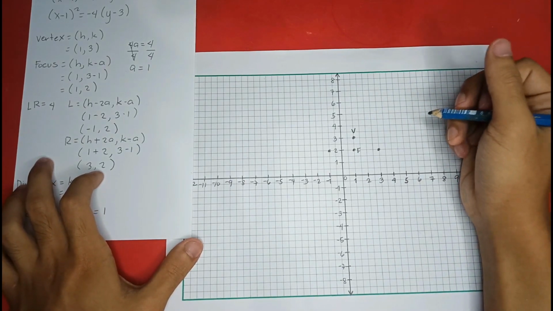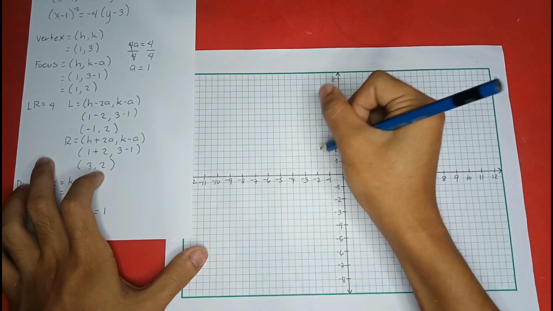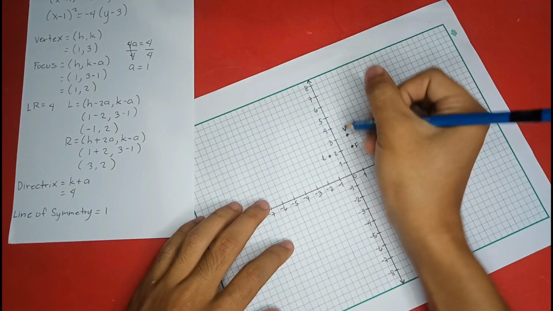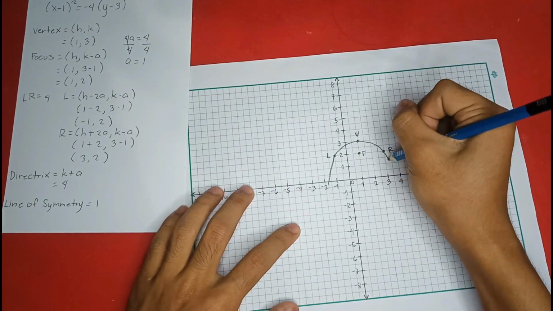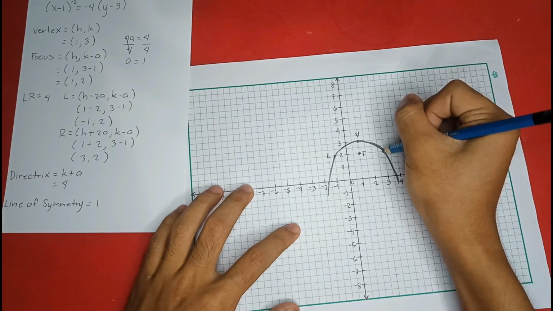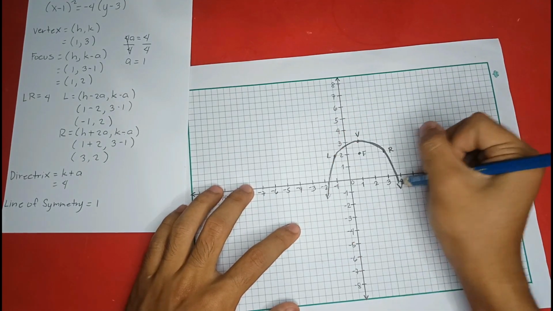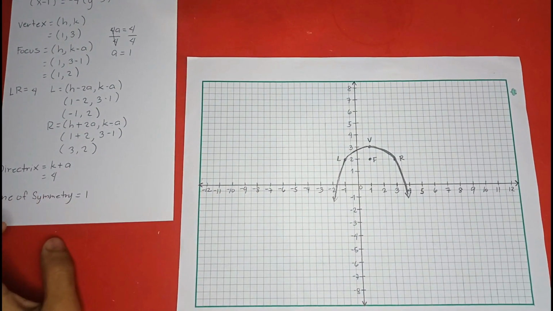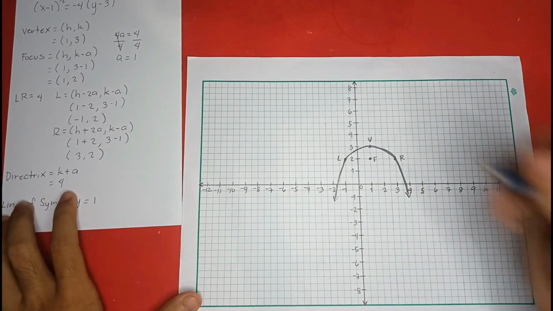Now, we're going to connect the three points, L, V, and R, just like a U shape. That's an open downward parabola. Now we're going to plot the two lines. The first is the directrix. Our directrix is y = 4.